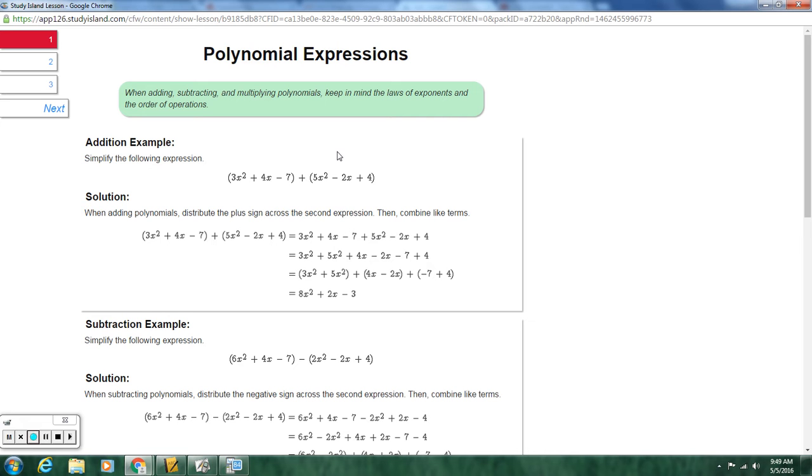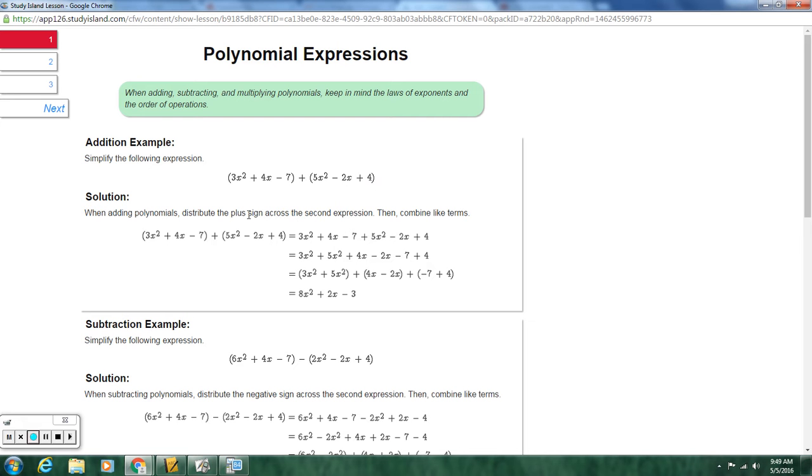So you have to combine the like terms. The like terms are those things that have the same variables, same exponents. So in this, we've got a trinomial added to a trinomial. So 3x squared plus 4x minus 7, and all of that is added to 5x squared minus 2x plus 4.